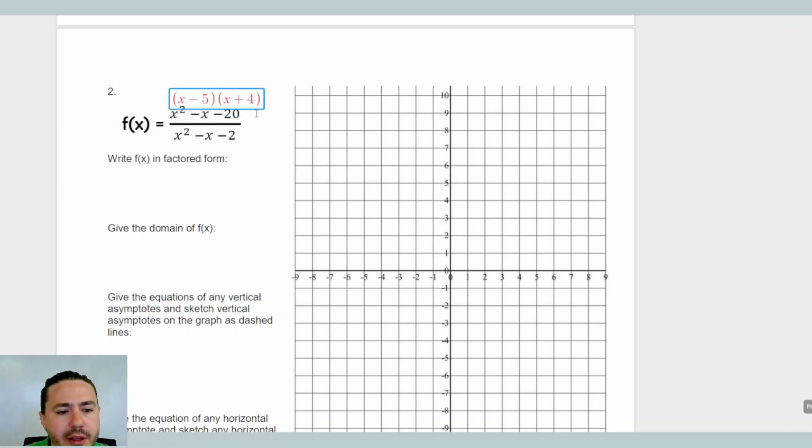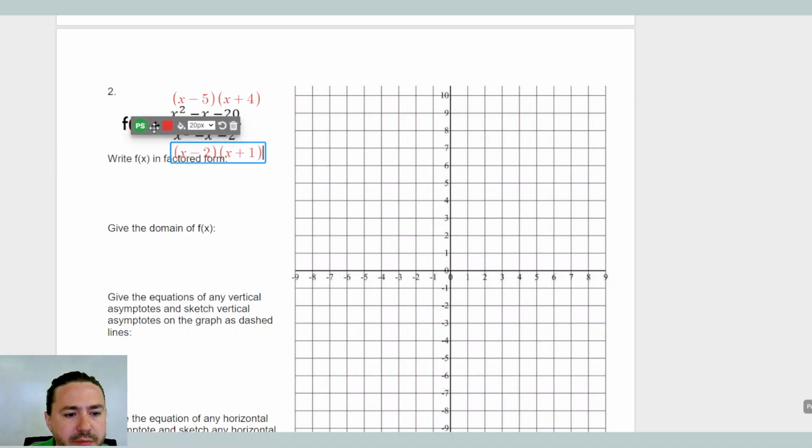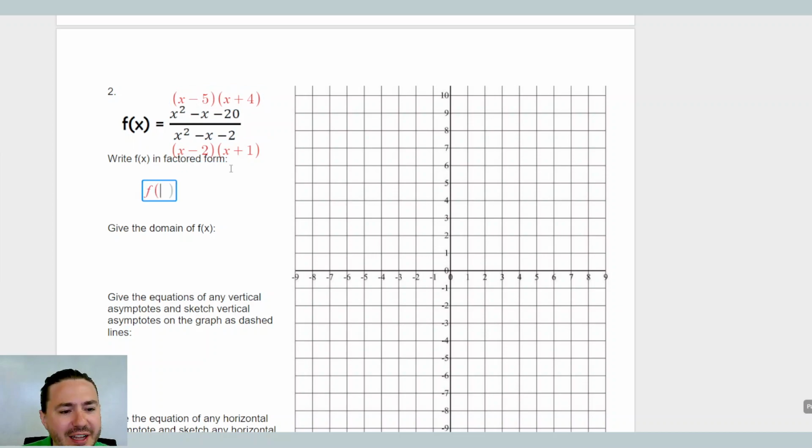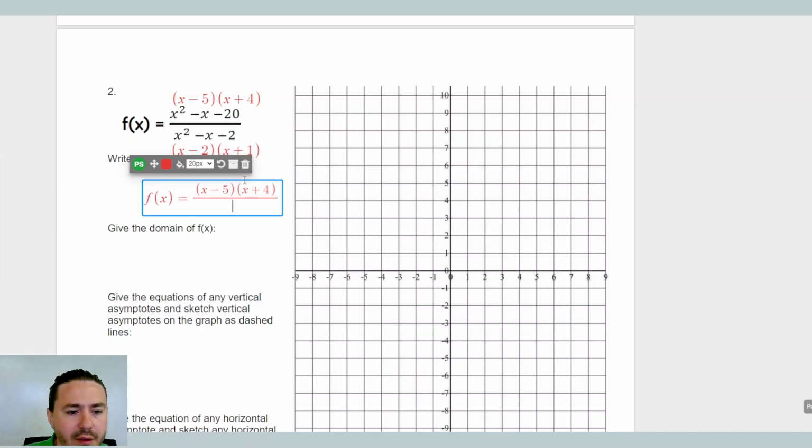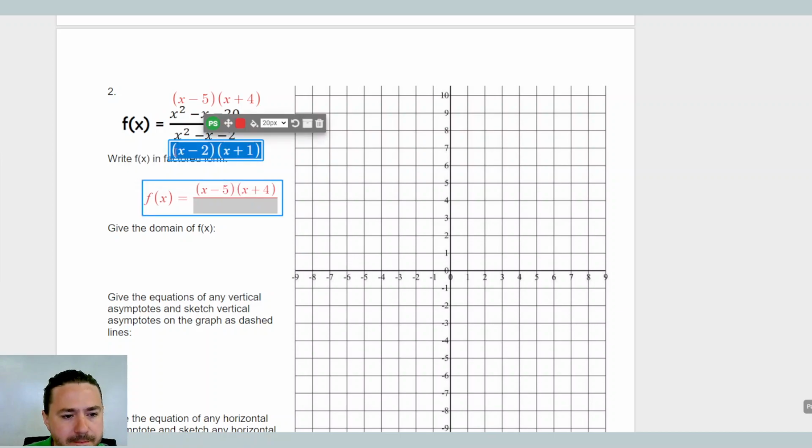And the denominator gets factored as x minus 2 times x plus 1. So I'm looking at these factors. I notice there's no holes here. So I'm going to have two x-intercepts and two vertical asymptotes. So to write this in factored form, I guess I kind of already did that. F of x equals this up here should be the numerator. And then this should be the denominator.